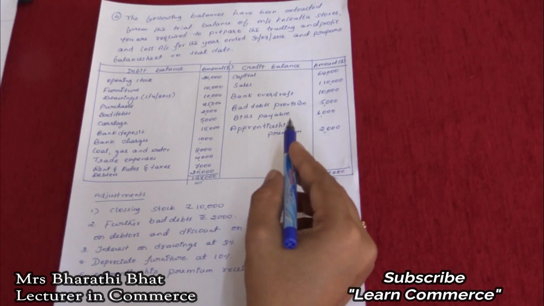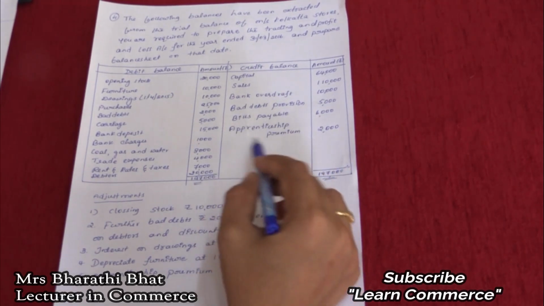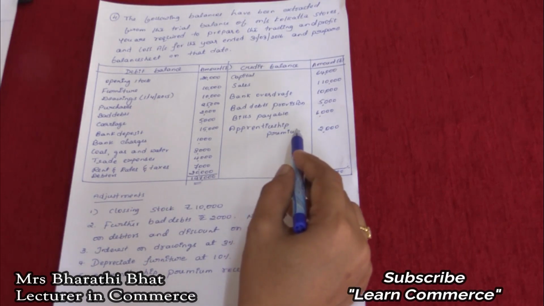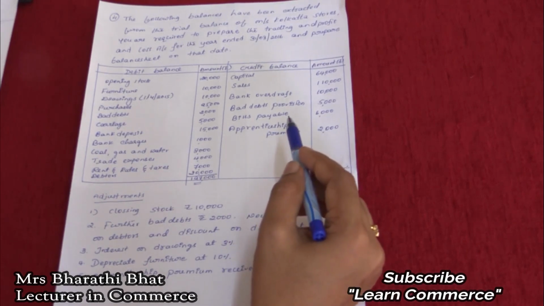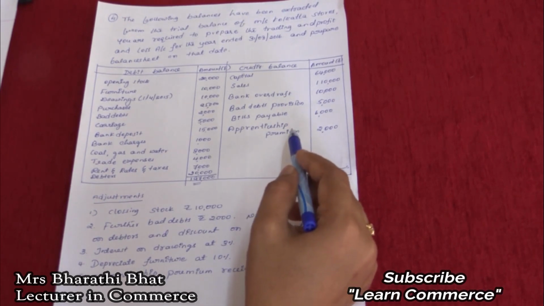So it is shown on the credit side of the profit and loss account. This apprenticeship premium is shown on the credit side of the profit and loss account as income. This is considered as income.